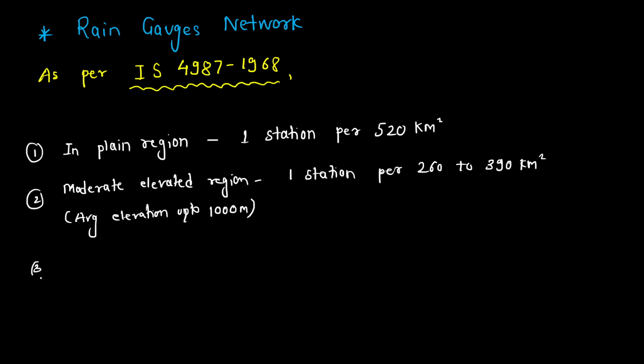second, and the last one is hilly area. So in hilly areas, there should be one station per 130 kilometer square. Okay, so you can see as the area gets elevated, the number of stations per kilometer square increases.